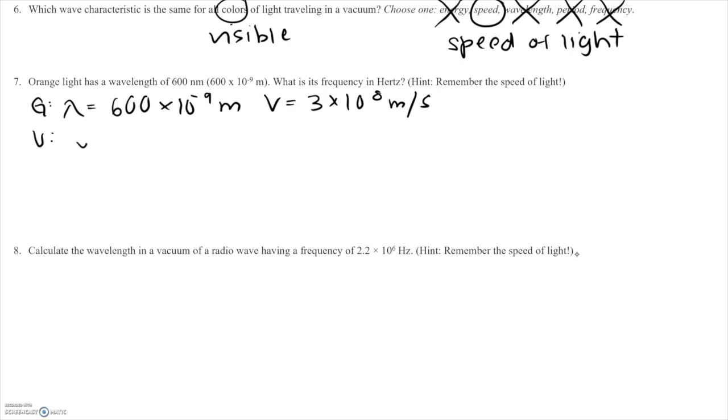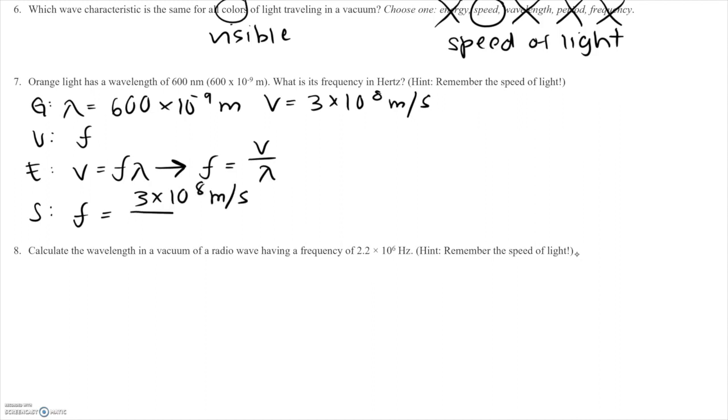What we're trying to find here is the frequency. The equation we can use is that V is equal to frequency times wavelength. And we're trying to solve for frequency. I'm going to change this equation around so it's frequency equals V over wavelength. If I substitute, that would give me 3 times 10 to the 8 meters per second divided by the wavelength, which is 600 times 10 to the negative 9 meters. And if I solve for that, I would get the answer of 5 times 10 to the 14 meters.